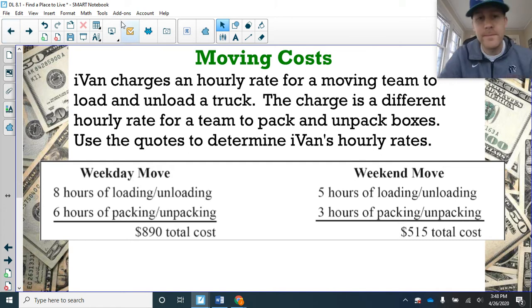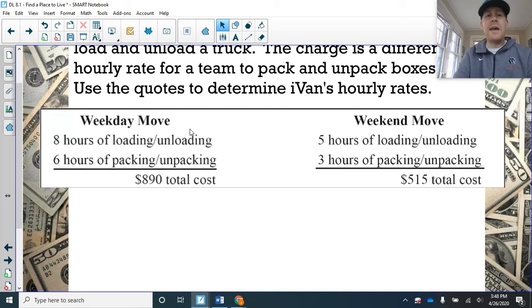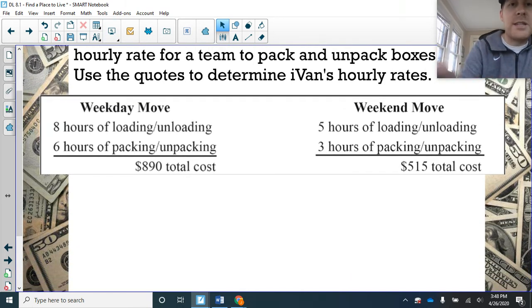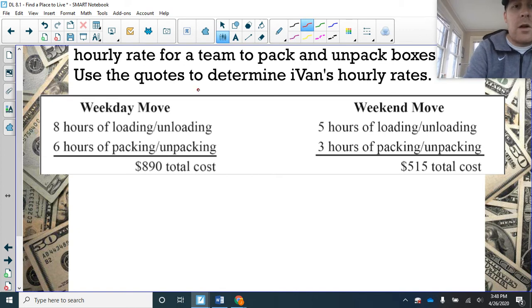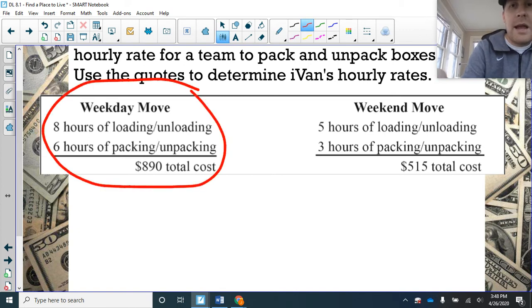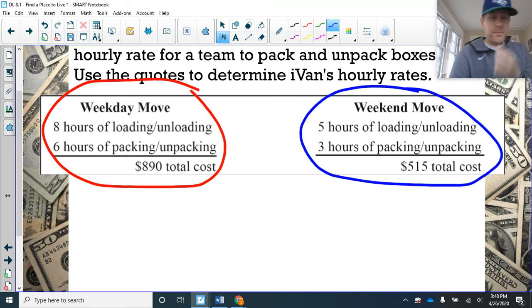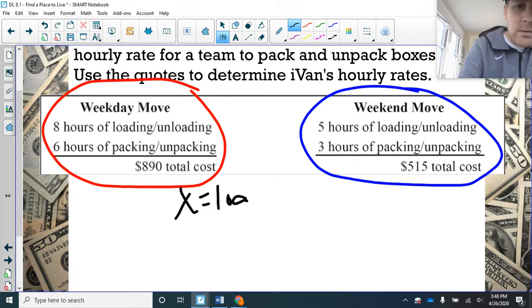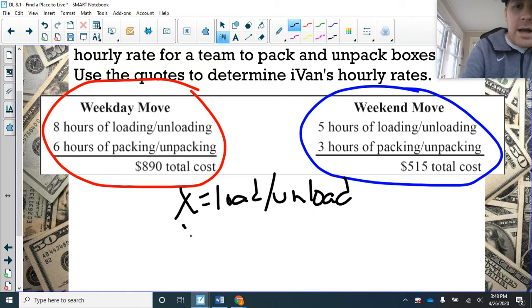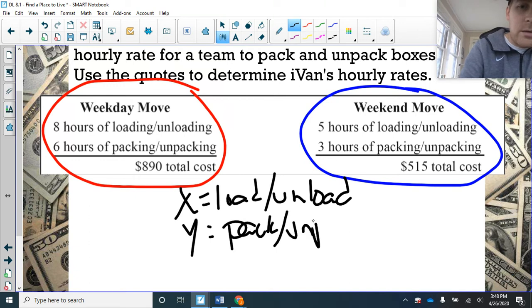All right, welcome back, everyone. Let's go ahead and do this. So again, we're going to have one equation that represents our cost when we move on a weekday, and another equation that represents our cost when we move on the weekend. First of all, let's define our variables, same as the last example. I'm going to use x to represent loading and unloading, and y is going to represent packing and unpacking.